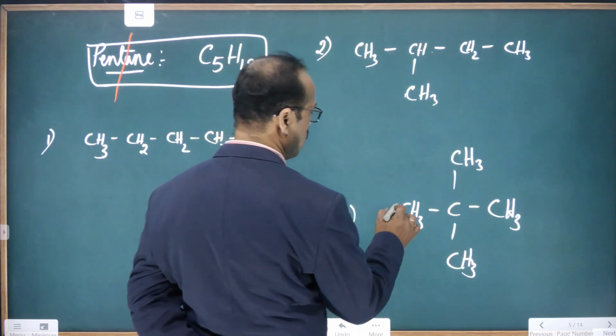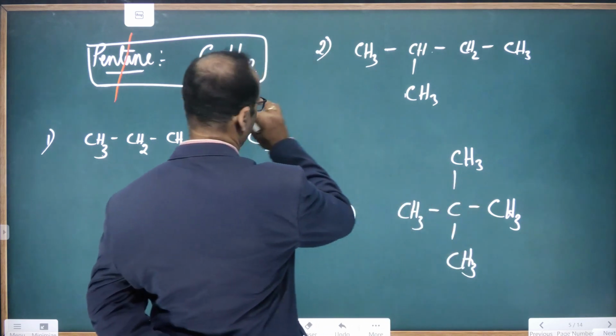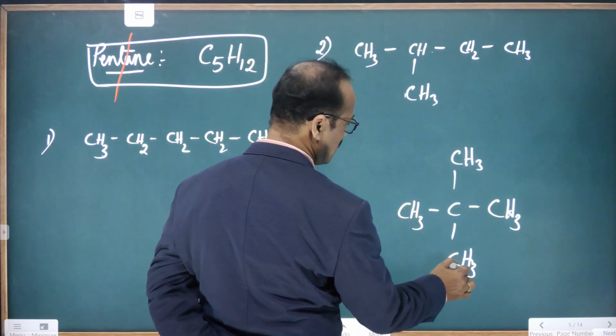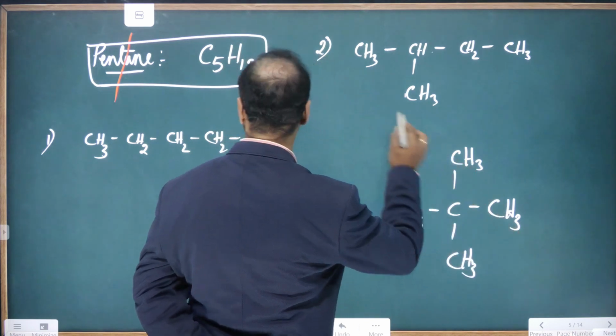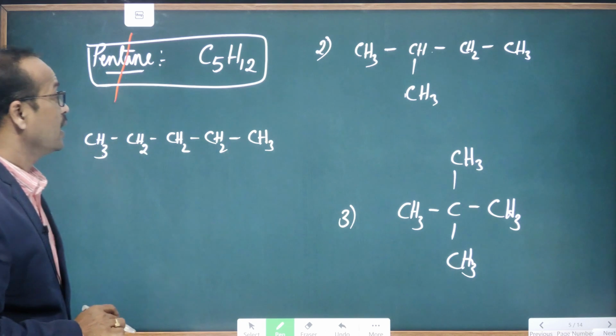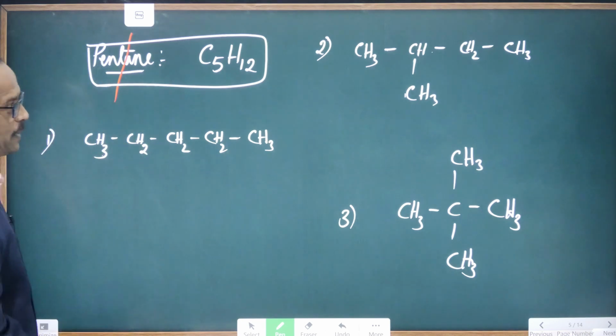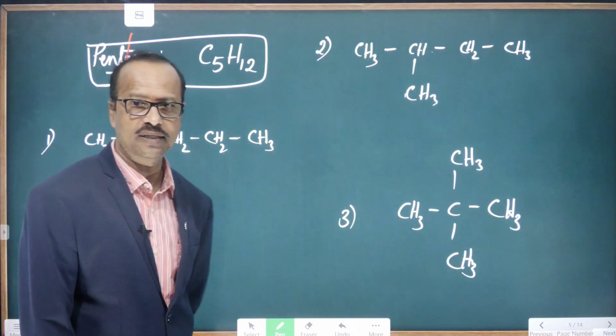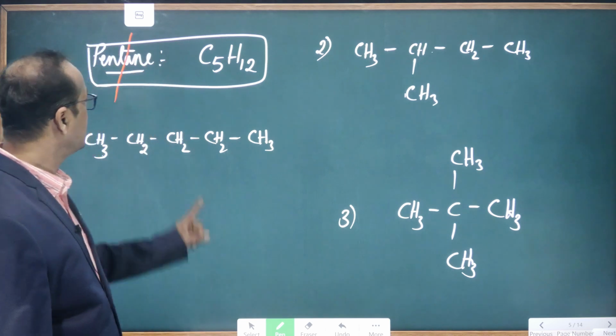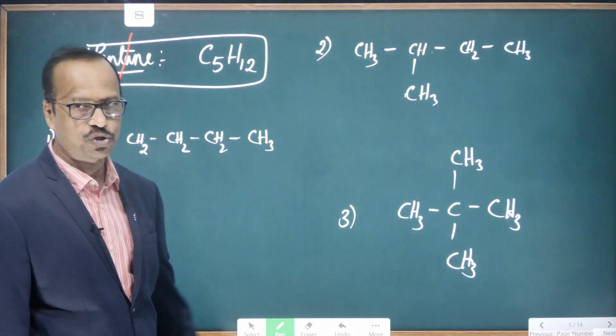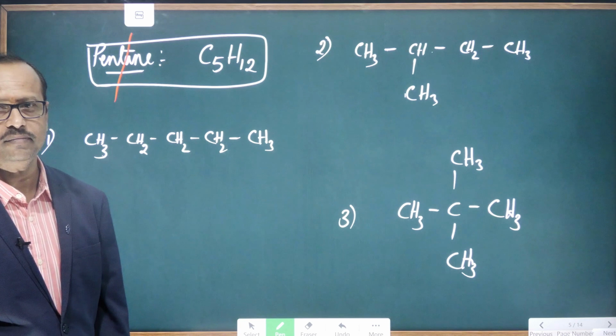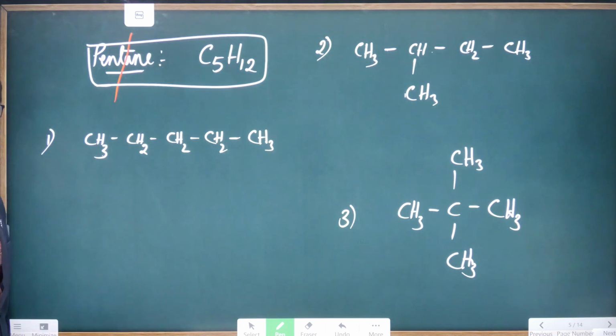Okay, so now check 1, 2, 3, 4, 5, 5 carbons. 3, 3, 6, 3, 9, 3, 12 hydrogens. Yes. Now if you see all these three, 1, 2, 3 structures having same formula C5H12. Once you check. Okay, so C5H12, right?